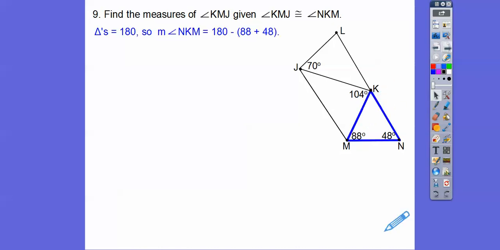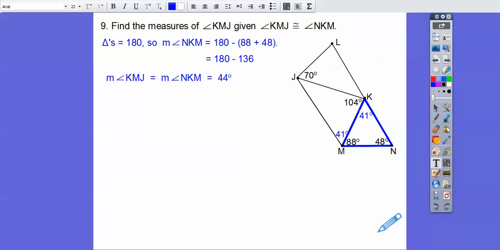So if we do that, we get that top angle right there to be 41 degrees. I don't know where I got 44. Golly, so our answer is 44 degrees, not 41, 44.